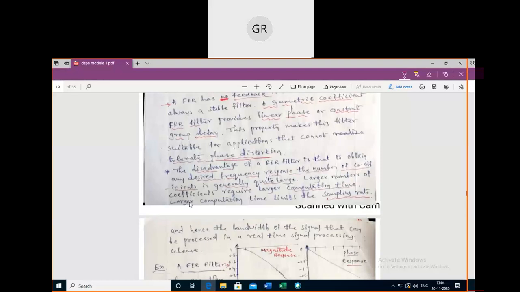Then what about the disadvantages? The disadvantage of an FIR filter is that to obtain any desired frequency response, the number of coefficients is generally quite large. If the number of coefficients is more, then the computation time becomes large. The larger number of coefficients requires larger computation time.